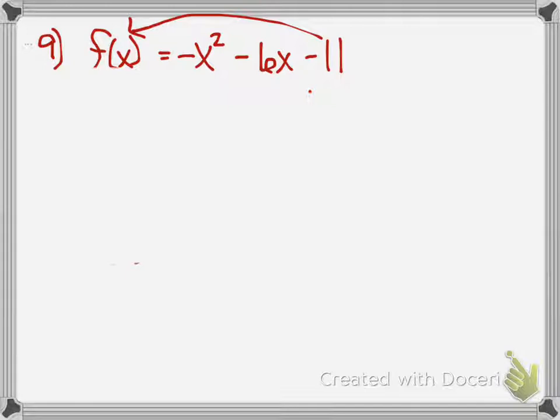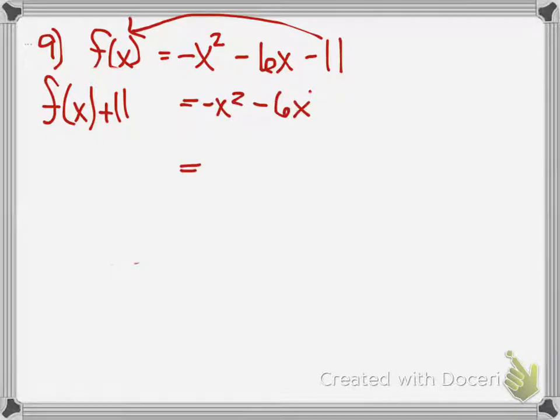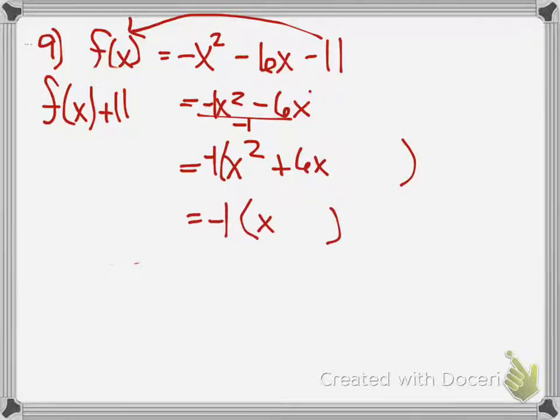Okay, so same steps. Move the -11 over. It becomes +11. You've got negative x squared minus 6x. But again, the x squared has to be by itself. So I have to get rid of that -1. And to do that, I'm dividing everything by -1. And if I do that, I get 6x positive. So this would be like this, ready to go.